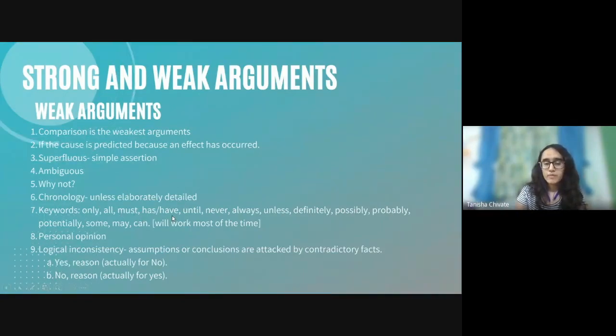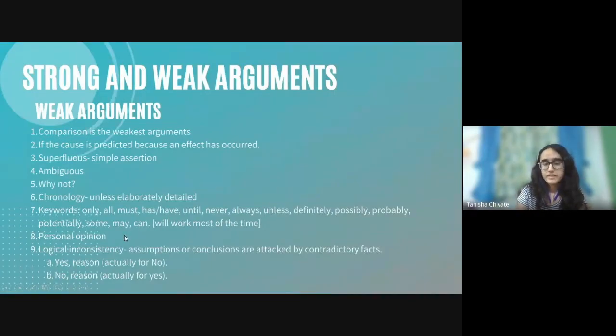Keywords: only, all, must, and so on. If I state something like, it should be banned because it always works like this, that is a weak argument because you're completely generalizing it. You're basically saying that this is the only way it's going to work. If it's a very narrow argument, it's weak.